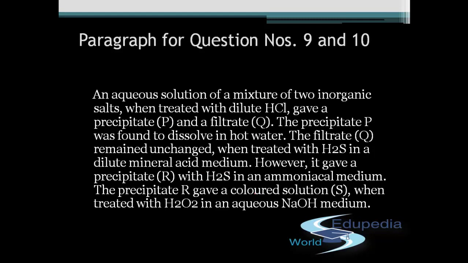First we'll read the paragraph for question number 9 and 10. In this paragraph it says that this is out of inorganic chemistry, and it states that we have an aqueous solution of 2 inorganic salts, which are treated with dilute HCl, and after this reaction we get a precipitate P and a filtrate Q. Let us try and represent this information on the next page in a systematic manner.